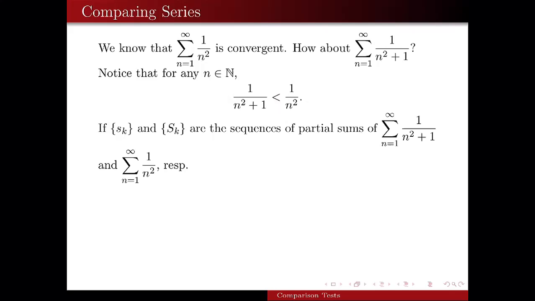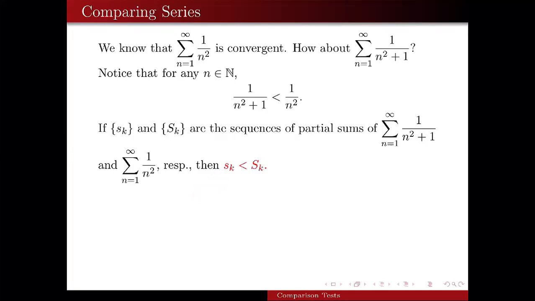Then, clearly, small s_k will be less than capital S_k, because for each term, this one is smaller than that one. So even if you add the first k terms of this form, it will still be smaller than the sum of the first k terms of the other form. That's why you have small s_k less than capital S_k. And again, these two are positive.